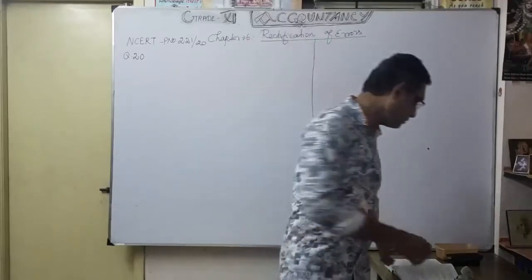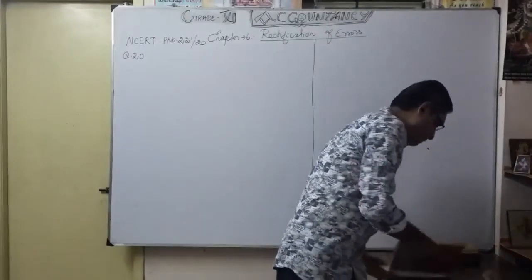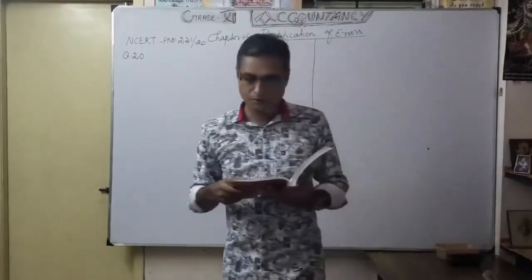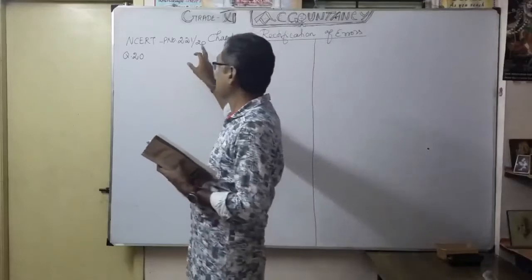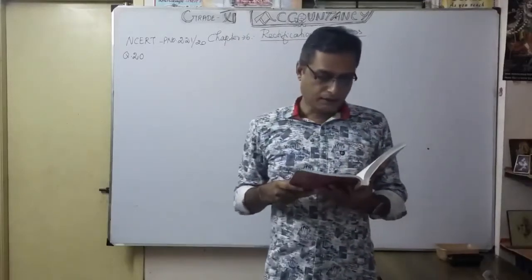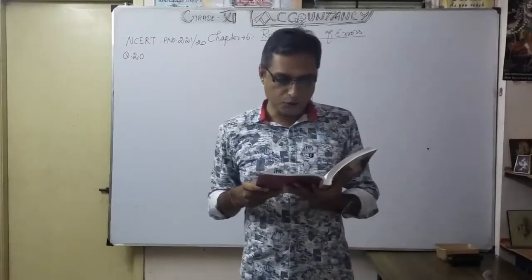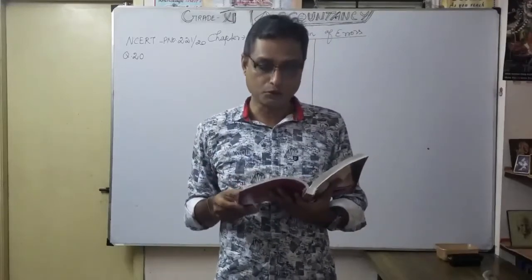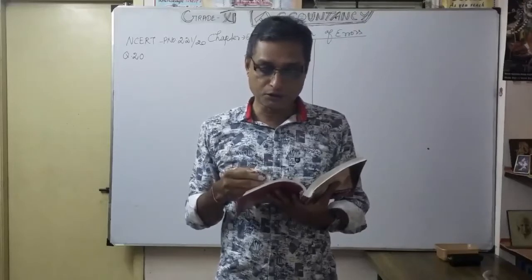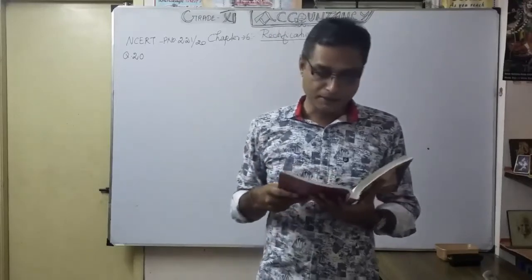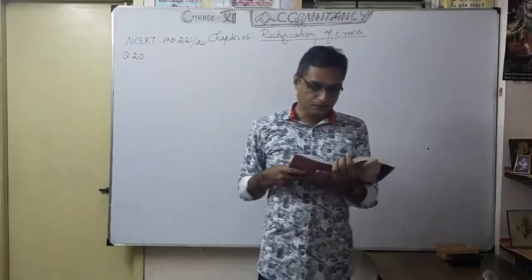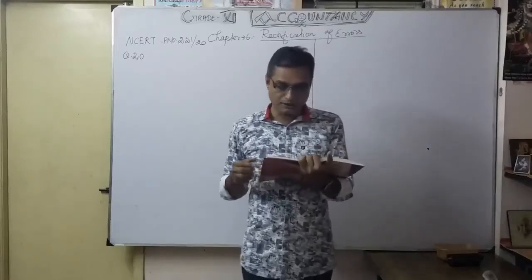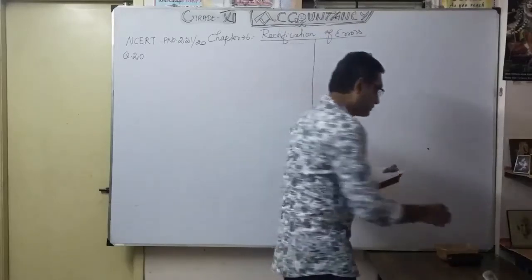So note down, take your NCERT book, page number 221, exercise number 20. Trial balance of Raju showed an excess debit of 10,000. Understood? Previously, in the previous question, it was excess credit. Here, the trial balance of Raju showed an excess debit of 10,000. So that means what?